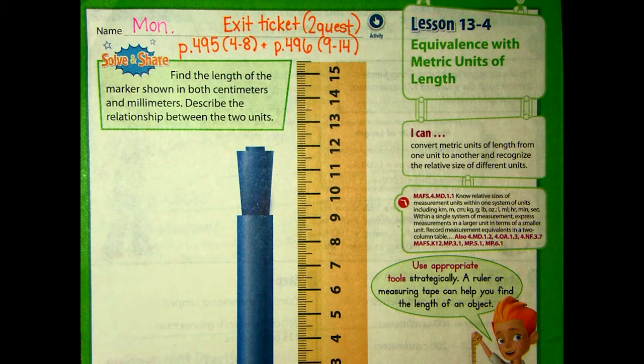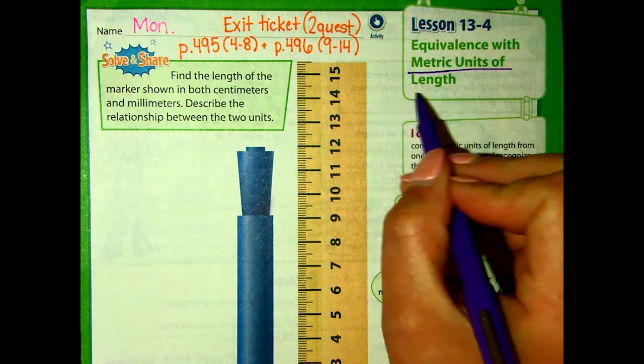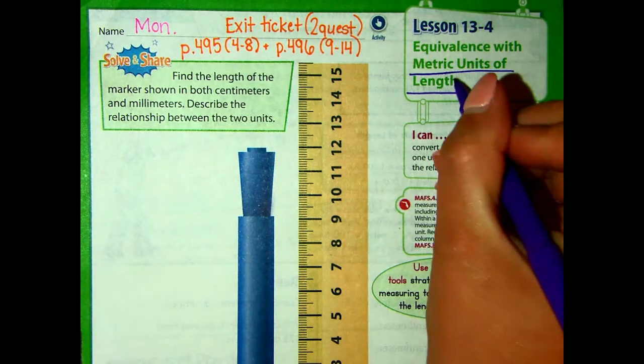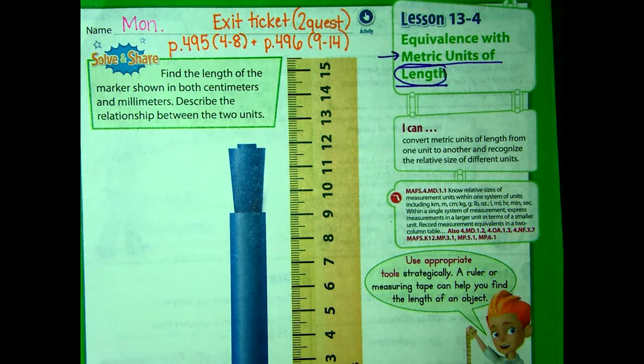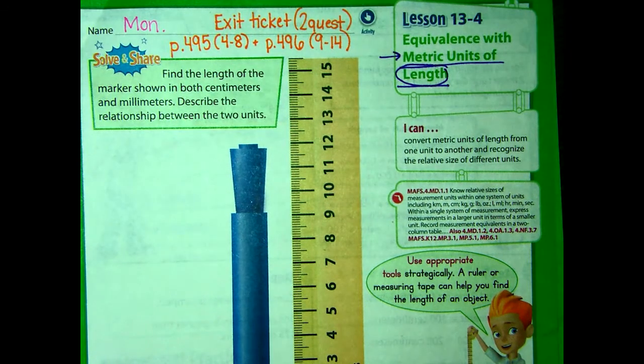Okay, today we are working in topic 13 and we are focused on metric units of length. I know in the first part of this video, I briefly discussed with you the difference between customary and metric. And so today we're going to focus on those units of length, again, using the metric system. So we're on page 493 in our math book. You need to make sure you have volume 2 open to this page.